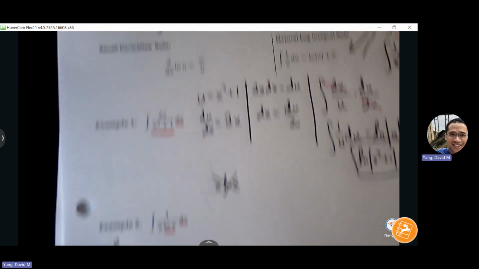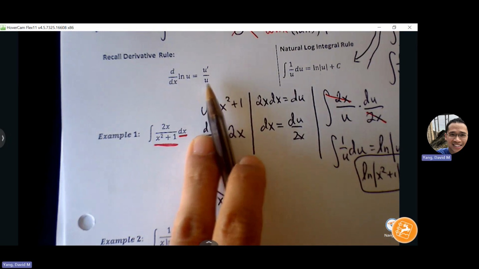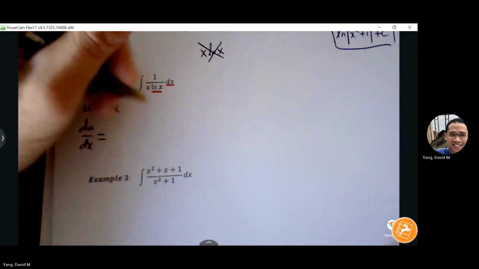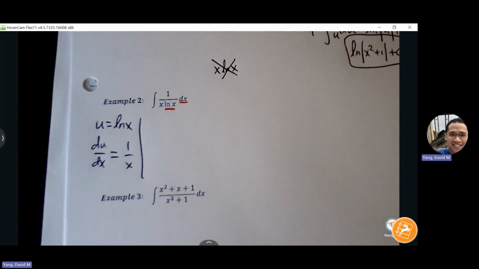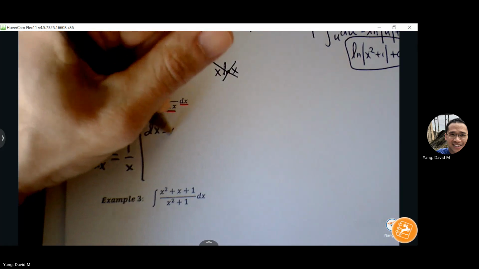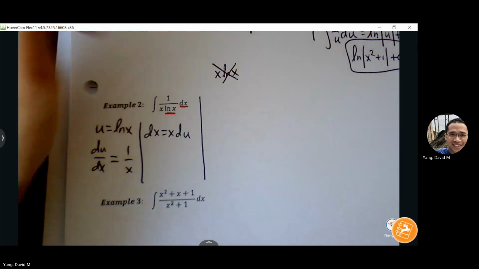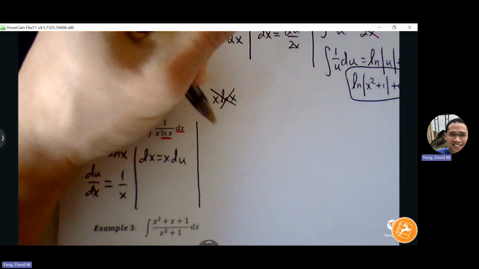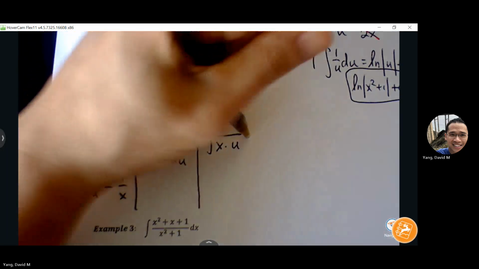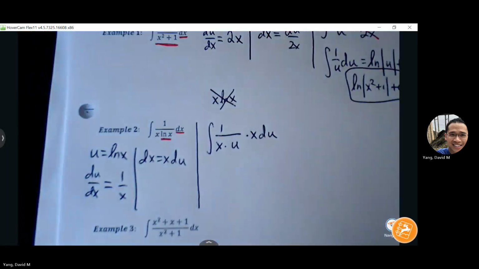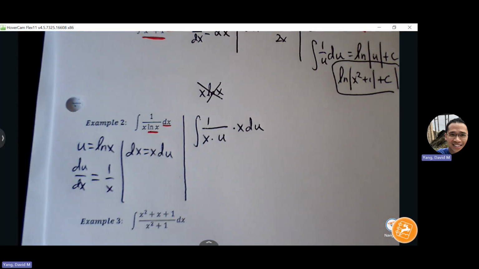What's our derivative for natural log of x? So therefore, 1 over x, right? Cross multiply, solve for dx. Okay, make my substitution. And we can't do calculus steps until the x's go away. Do the x's go away? Yes.